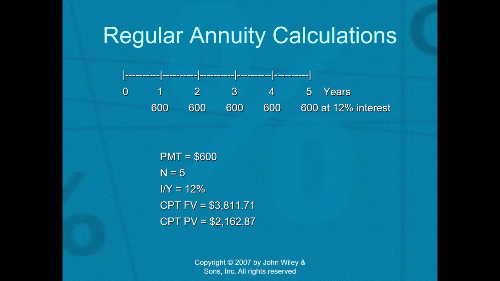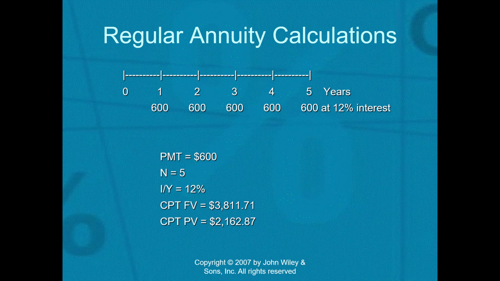Future value and present value entries are easy. Present value is always negative. Future value is never negative. Payments, it depends. If you're making a payment, it's a negative number. If you're receiving a payment, it's not. You will understand that later in the chapter. But in this case, we went ahead and put 600, converted it to negative for PMT. Then we hit 5N, 12IY, and we're going to compute future value, and that gives us 3,811.71.